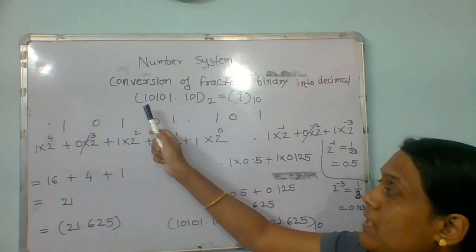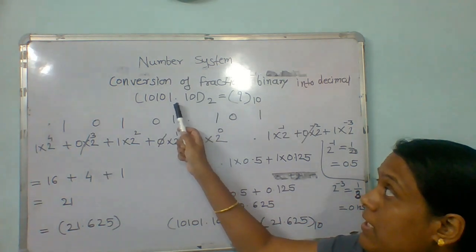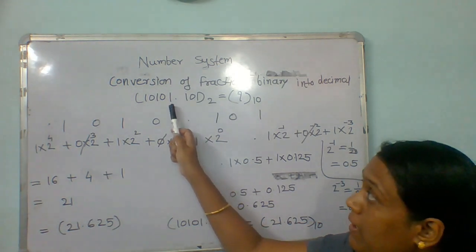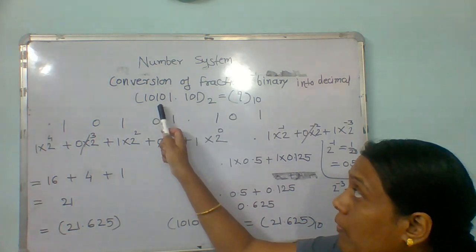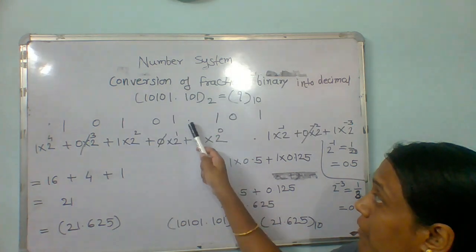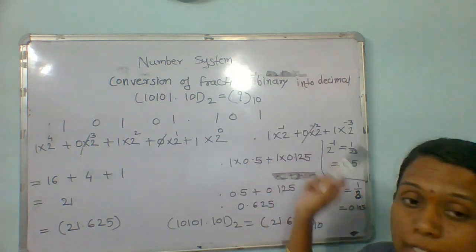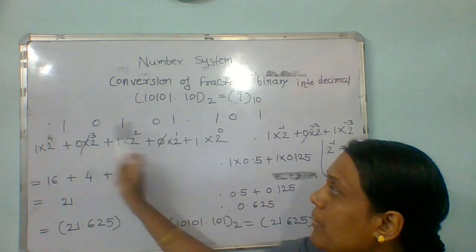Now see, the number is 10101.101. So this is the decimal point. Whatever the number is present before the decimal, that is 10101, so we separate that number. Then whatever is the number after the decimal, again we separate that number. Then the same thing we have to perform, that is multiply each number with the base.